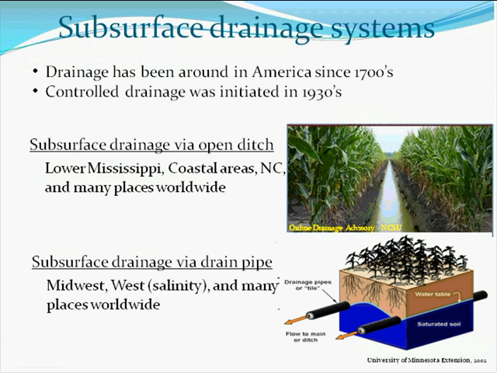I'd like to start with what we call subsurface drainage systems. I have two facts here. Drainage has been around in America since the 1700s. In fact, the first drainage law was enacted in New Jersey, if I read the history correctly, back in 1772. Also, I thought this was interesting: controlled drainage, which is another way of saying drainage water management in a different form, was initiated in the 1930s.